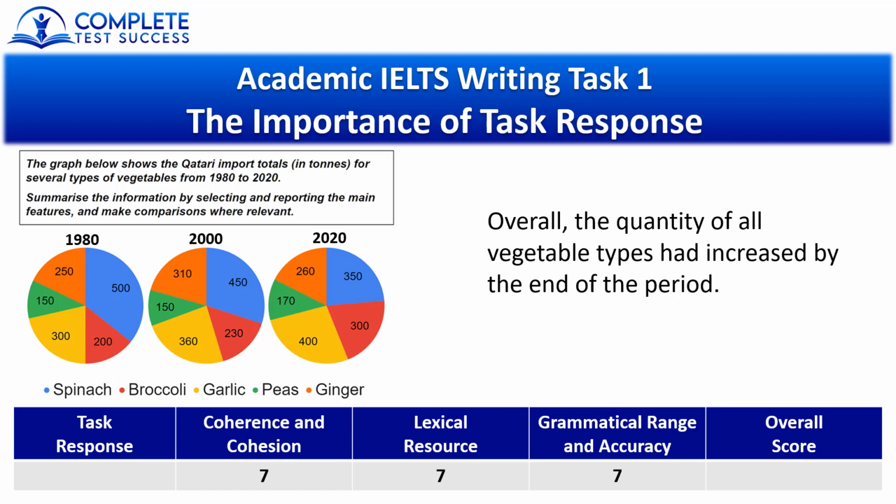But we can go a little bit further with this, and here's an even more significant issue with this overview. It says, overall, the quantity of all vegetable types had increased by the end of the period. Now, this is just wrong. That is inaccurate, because you will remember that the amount of spinach had decreased. So because it is inaccurate, the information is wrong, we now end up with a task response score of 4 and an overall score for task 1 of band 6.